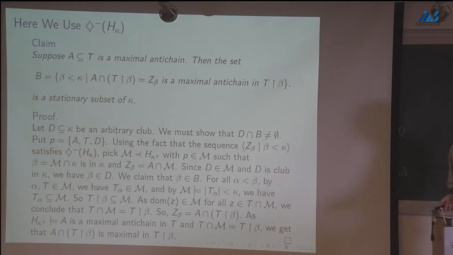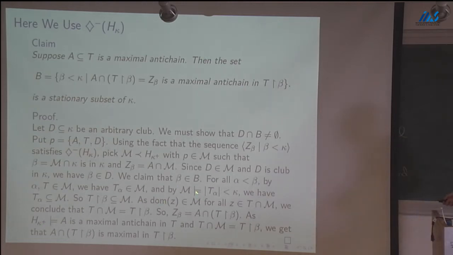So D is a club subset in the model, so the supremum of ordinals in the model will be in D. That's the beta. We want beta to be in our set B. That'll give us the result we need. For everything less than beta, we've got everything we need. By elementarity, all the levels less than beta will be included in the model.